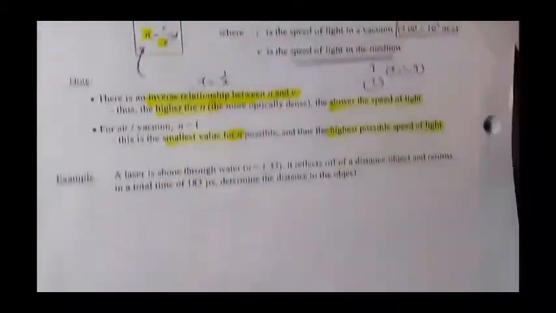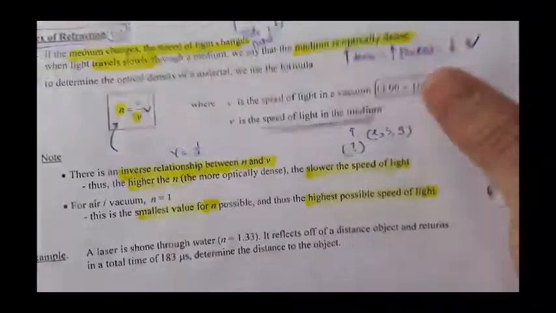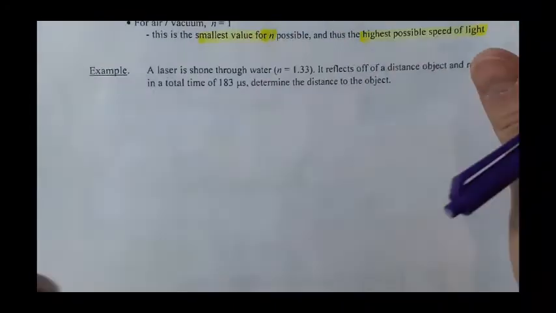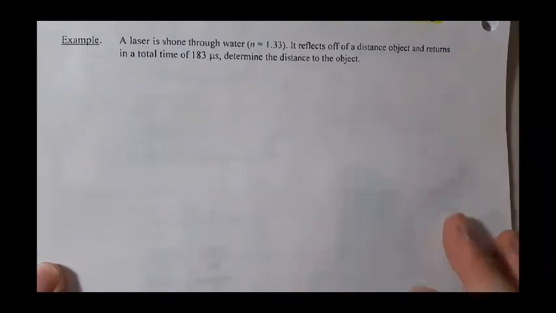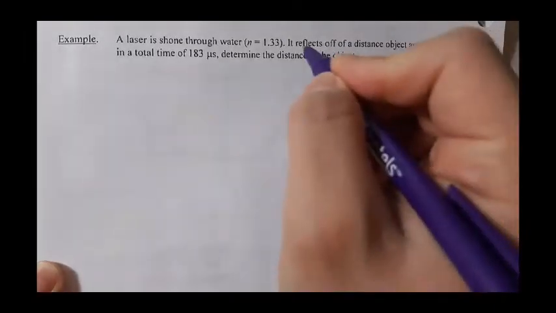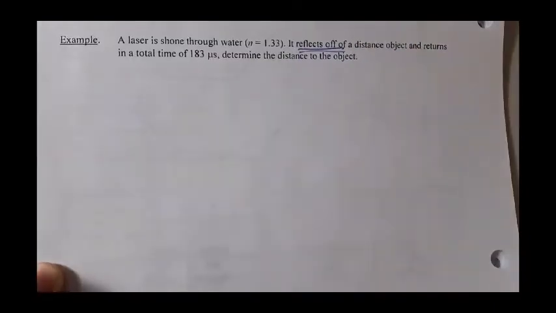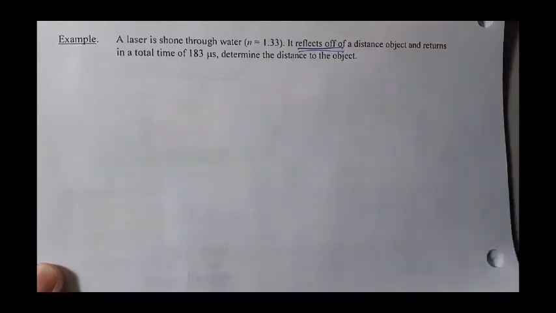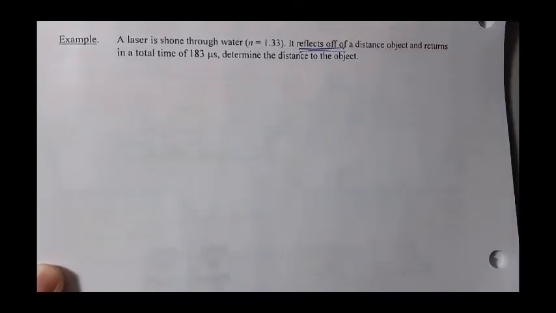So let's do an example over here. A laser is shone through water, n equals 1.33. It reflects off a distant object and returns in a total time of 183 microseconds. Determine the distance of the object.